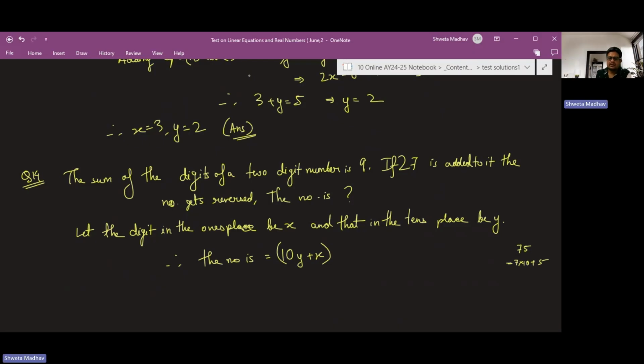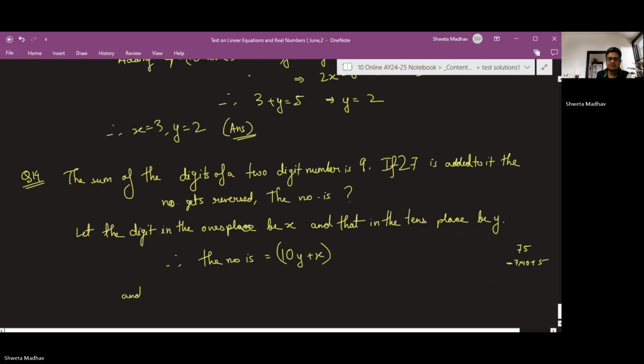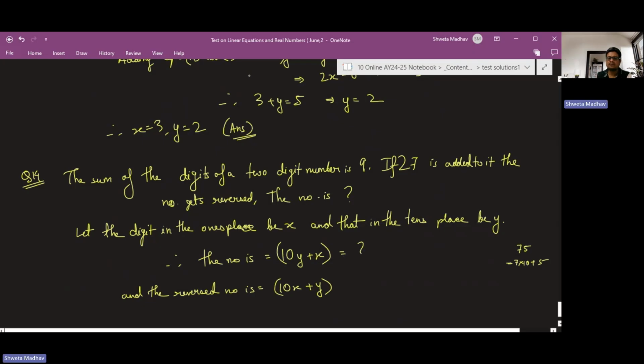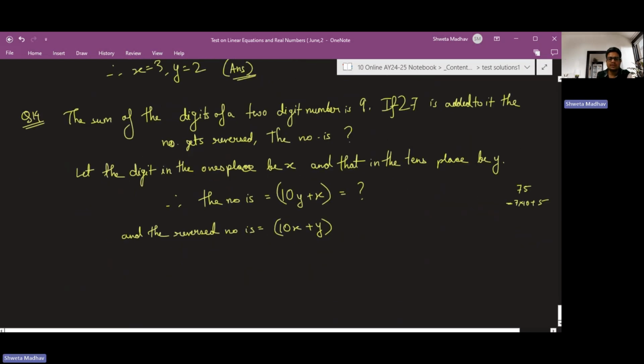Since the digit in the tens place is y and the digit in the ones place is x, the reversed number will have x in the tens place and y in the ones place, so that will be 10x plus y. The original number, which is 10y plus x, is what we have to find out.